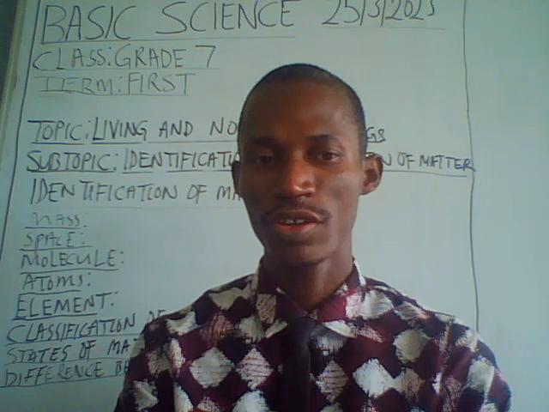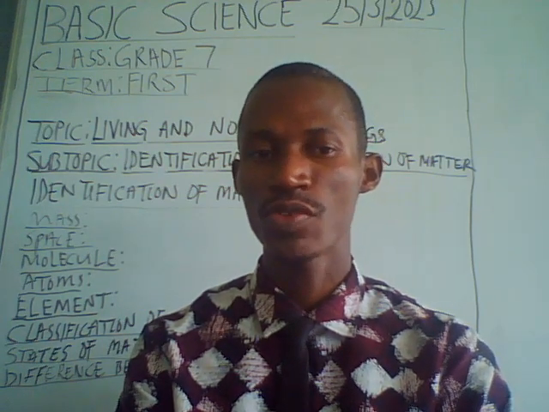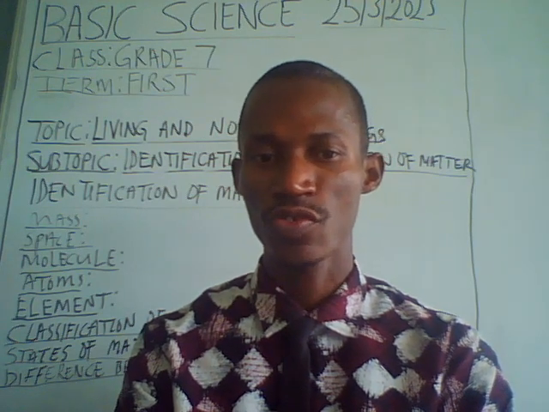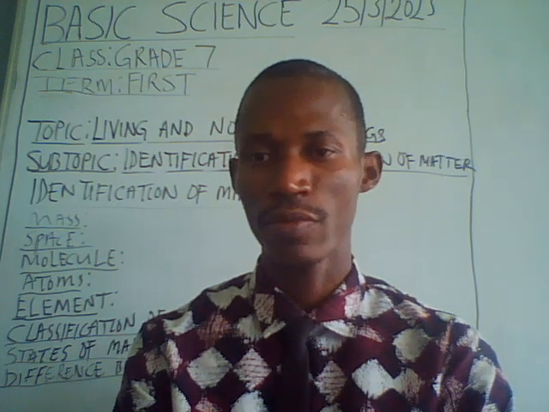Drop the assignment. 1. What is matter? It's simple as that. 2. Differentiate between solid, liquid, and gas in a table. Then lastly, differentiate between mixture and compound, with 3 examples each. You can drop your answers in the comments below.